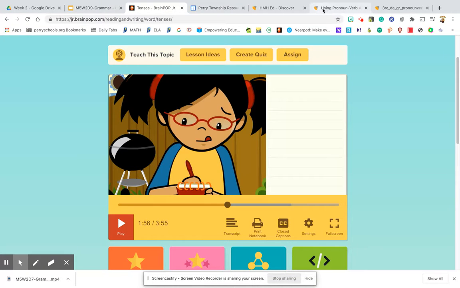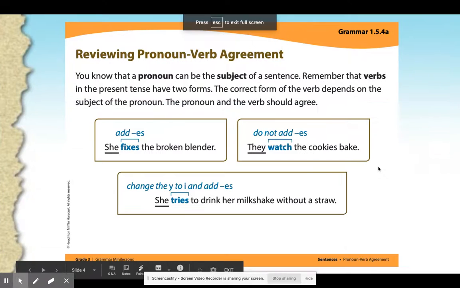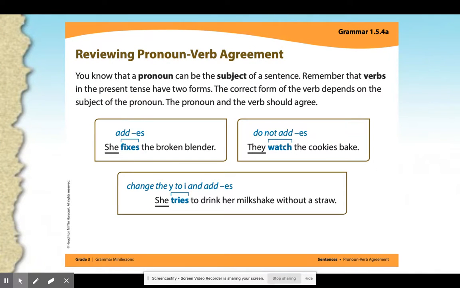All right, so we're going to stop it right there because we have been working on present tense verbs and using those pronouns. So we are going to do a review. So looking at pronouns, we know that the pronouns can be the subject of a sentence. Remember, it takes the place of a subject or a noun. The verbs in the present tense have two forms. The correct form of the verb depends on the subject of the pronoun. The pronoun and the verb should agree.